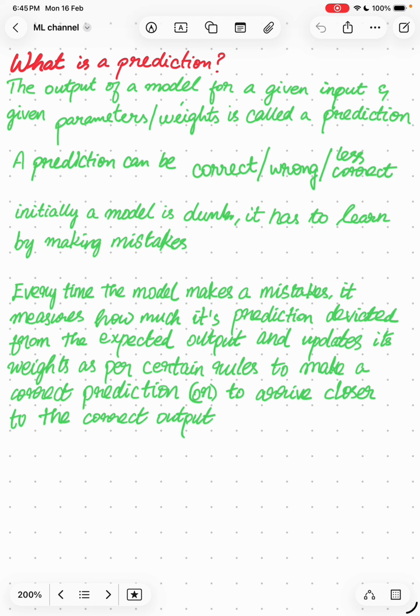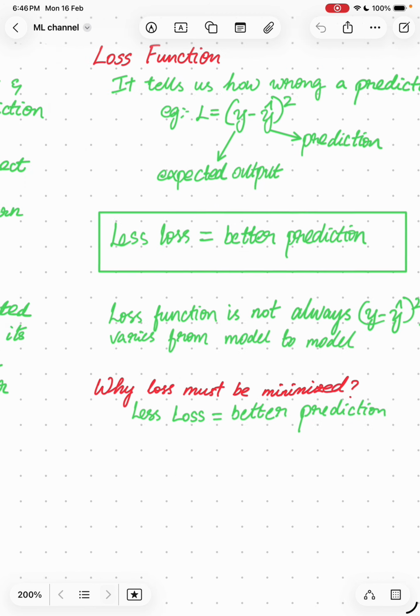So I have covered that, and that prediction, guys, it can be correct, it can be wrong, or it can be less correct. It can be anything. But if it is wrong, we will make changes to the model. It will learn by itself, altering its weights to arrive at a prediction very close to the expected output. I'll go to the next frame.